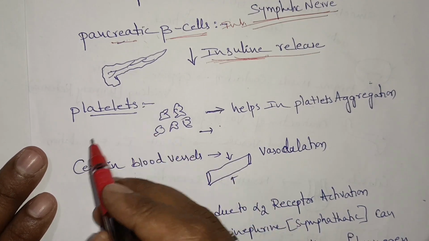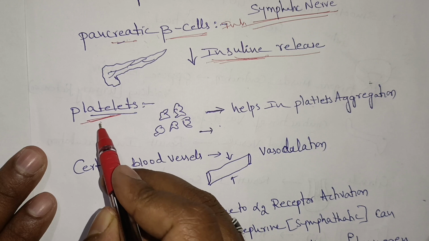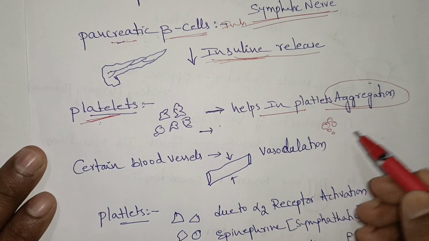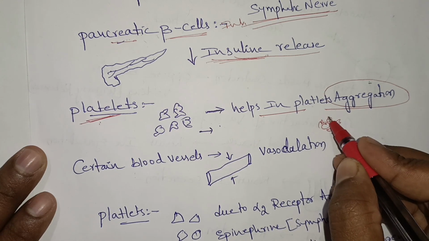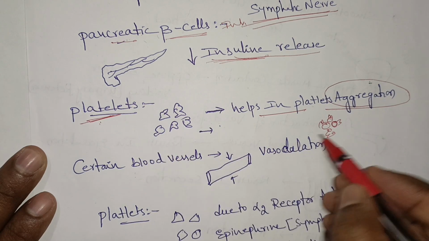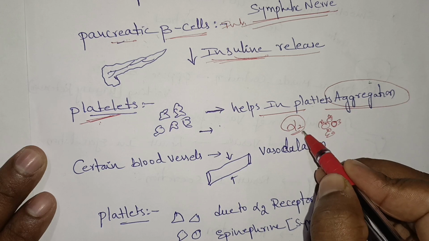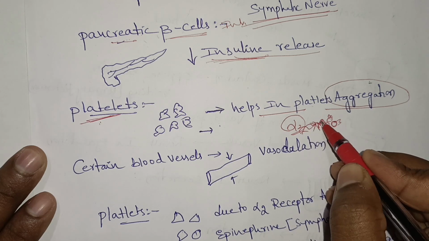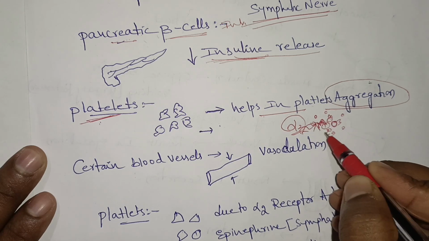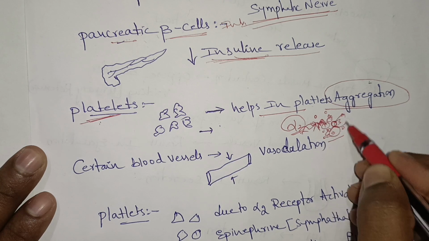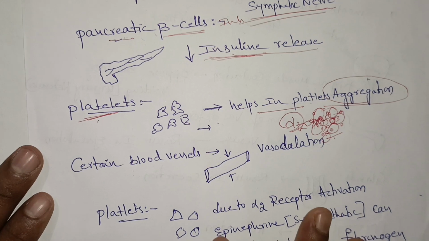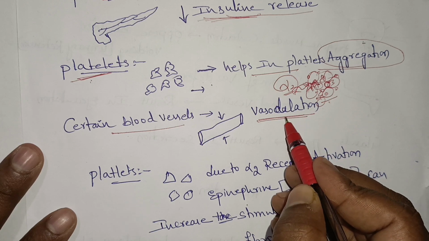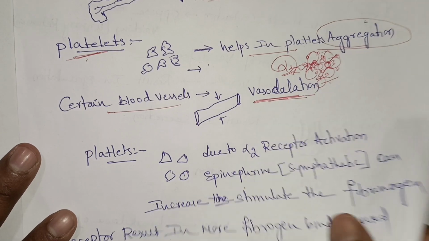And it is also present in the platelets, leading to increased aggregation of the platelets, because fibrinogen receptors are present on the platelets. Due to stimulation of this alpha 2 receptor, there is a stimulation of the fibrinogen receptor, meaning more fibrinogen is bound over the receptor, resulting in aggregation of platelets. Then it is also found in the blood vessels, leading to vasodilation.